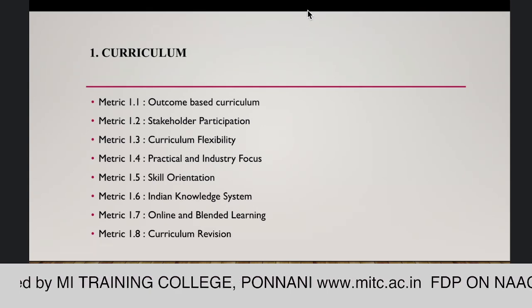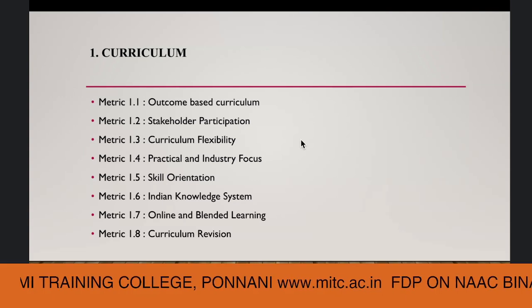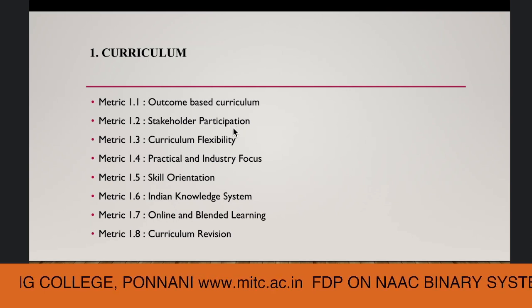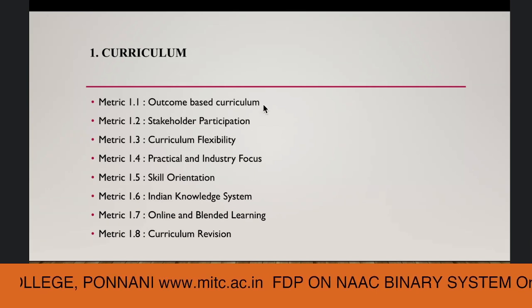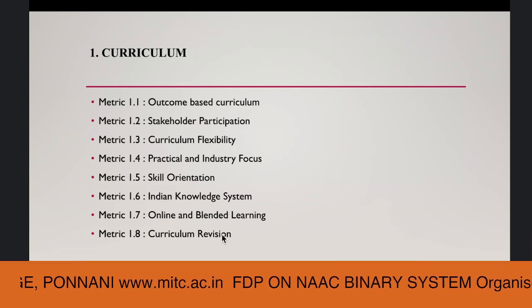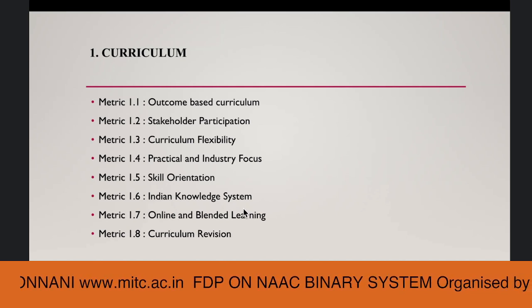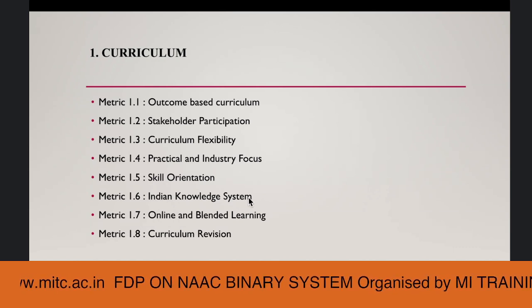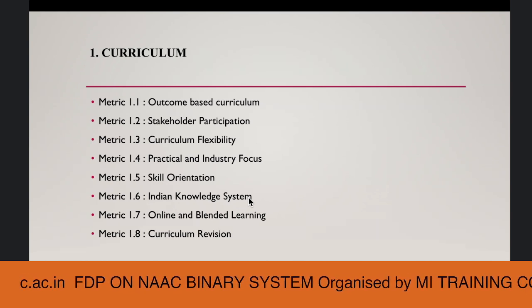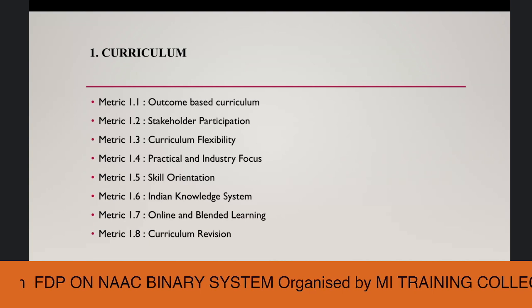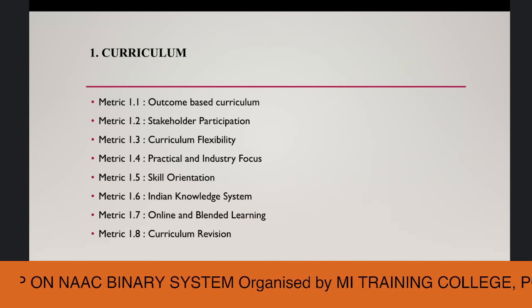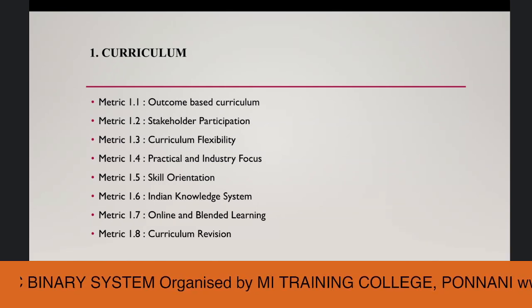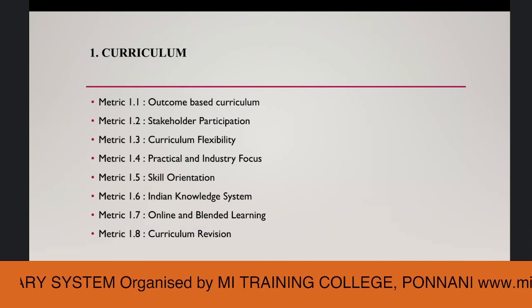The third is curriculum flexibility. Metric number 1.3 is curriculum flexibility. Curriculum flexibility is also not in the scope of an affiliated college, but it has a lot of scope for universities and autonomous colleges. Why? Because the curriculum is made by the university and the autonomous college. Affiliated colleges simply take it from them and follow it, so they cannot just remove one paper or cancel something. Whereas the university and autonomous colleges frame the curriculum, and hence they have scope for adding and deleting based on the framework.